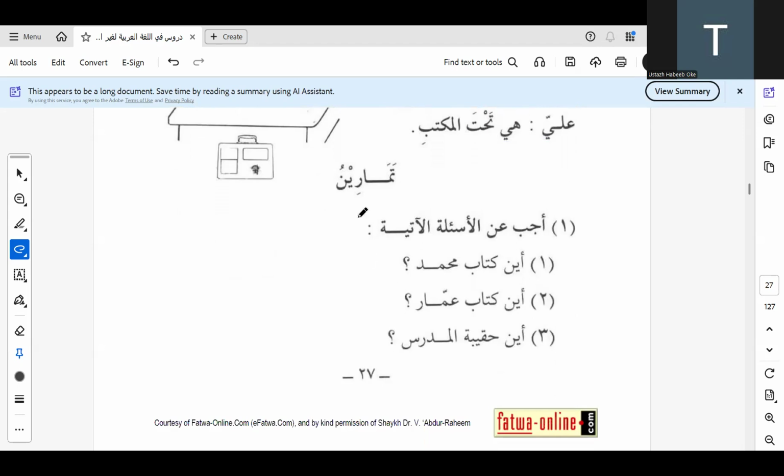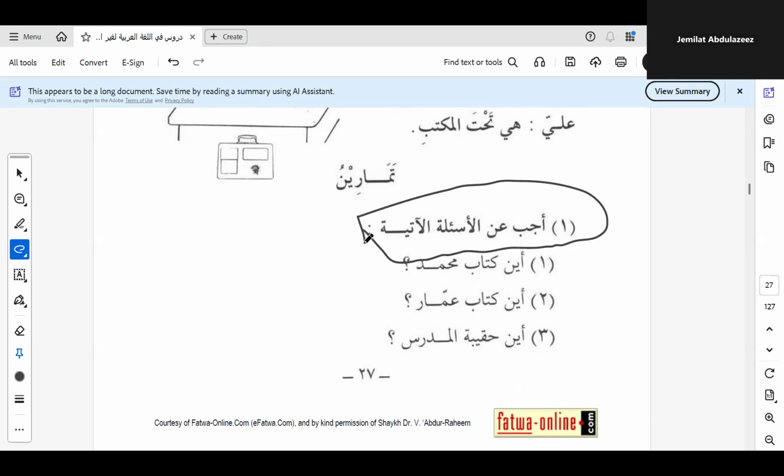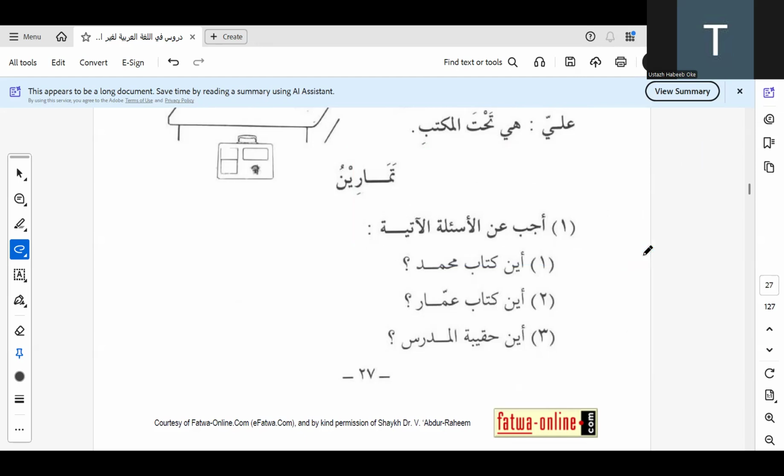So can someone read this instruction? Let's try it. Yeah, Sister Jamila, can you read the instruction here? Or anyone else? أجب عن الأسئلة الآتية. نعم. So the أجب is a فعل أمر, an imperative verb, and it's from the verb أجاب. We are coming to that properly when we get to verb formation. Now, أجب عن الأسئلة. Answer the following questions.